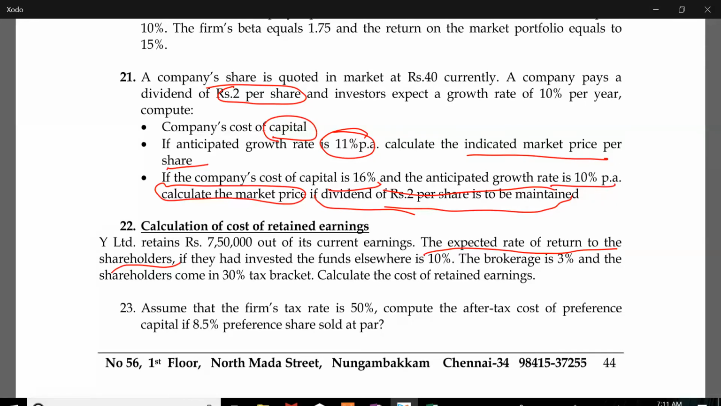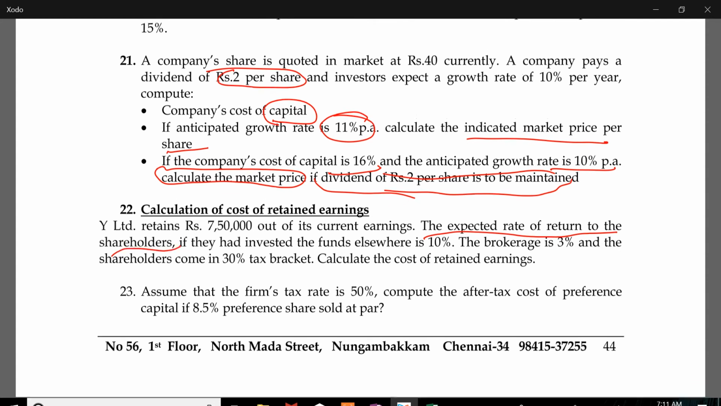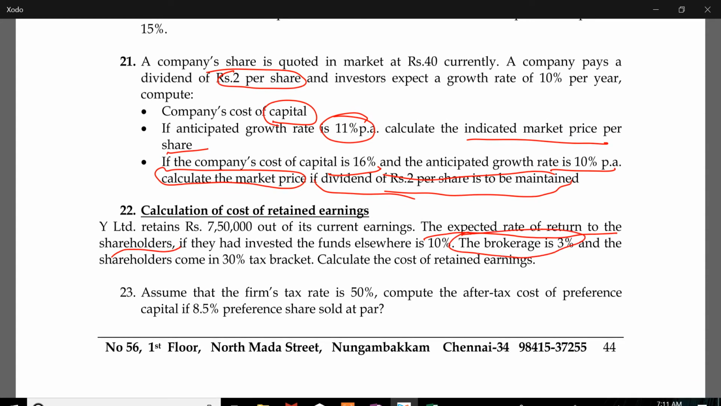What I earn is called ROE. What I have to give is called KE. What you expect is called cost of equity, and what you actually get is called return on equity. What you expect and what I bear as a company is called cost of equity. The brokerage is 3%. What is brokerage? Flotation cost. Shareholders come in the 30% tax bracket. This is called the personal tax rate.